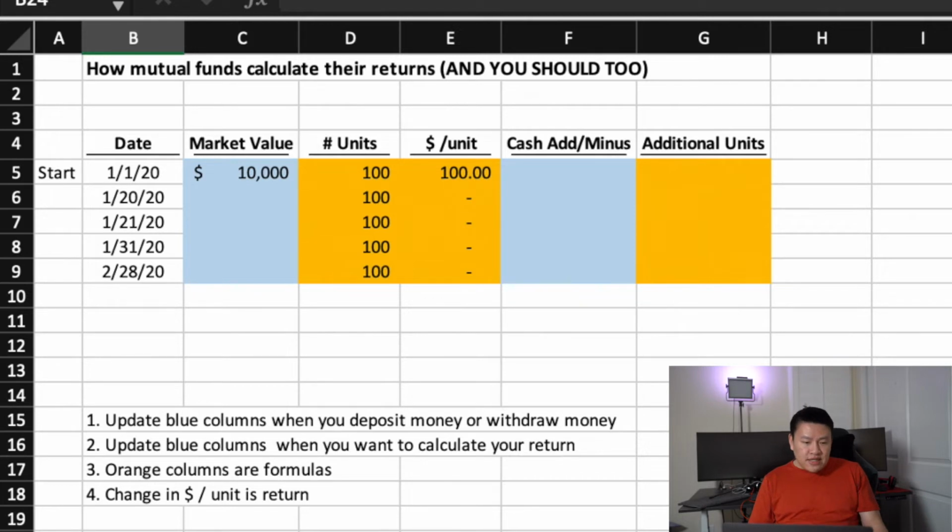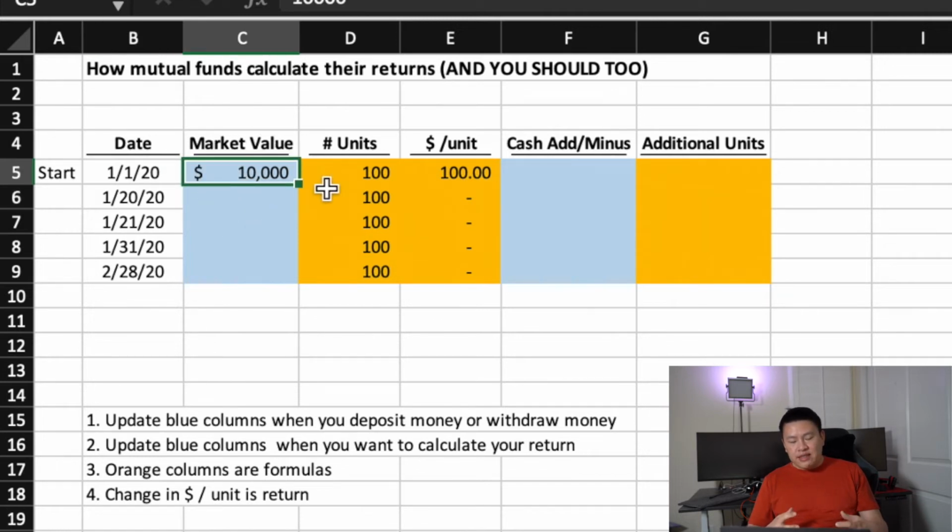The easiest way to do this is to have a starting point. Whatever date it is that you want to start calculating your returns, put in the date here. And in this column, what I usually do for market value as a starting point is add up all my accounts: my investment accounts, my option accounts, my 529s, my 401ks. I add everything in and I get a starting balance or market value in this cell right here.